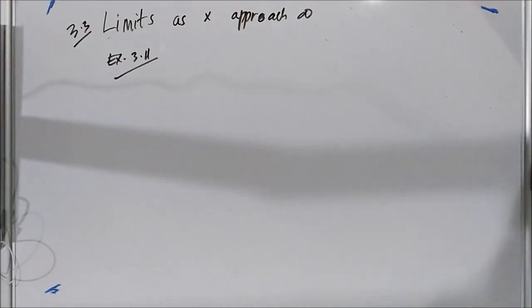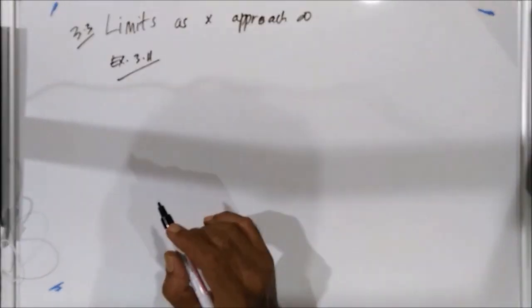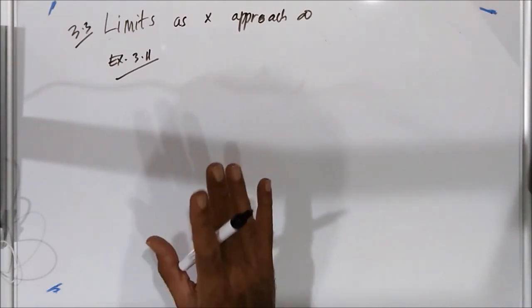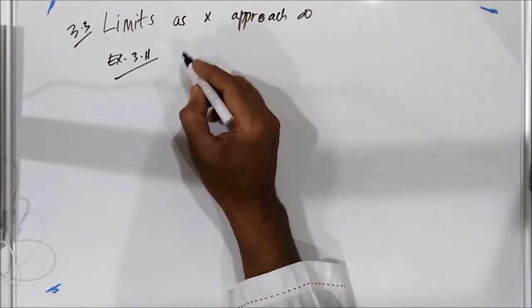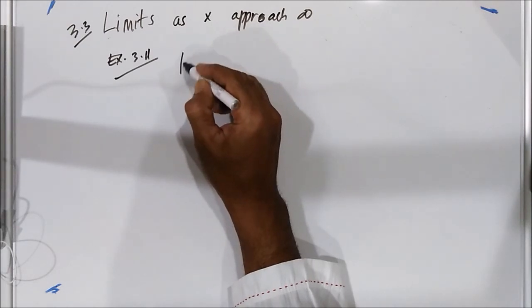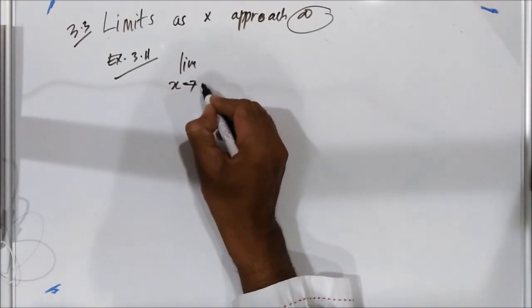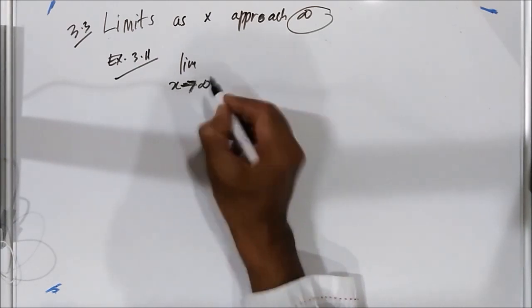Now, the rules of limit as x approaches infinity. You have to see this rule. If I have a rational function, let's say I have an example here, a limit where x approaches infinity. Remember, this is the only case for x approaching infinity.